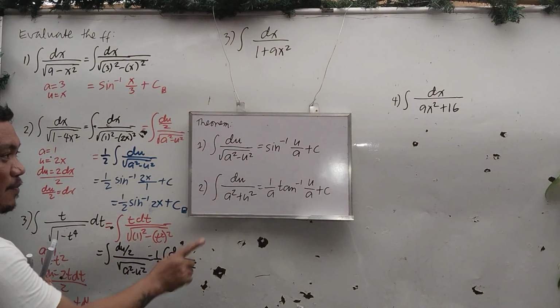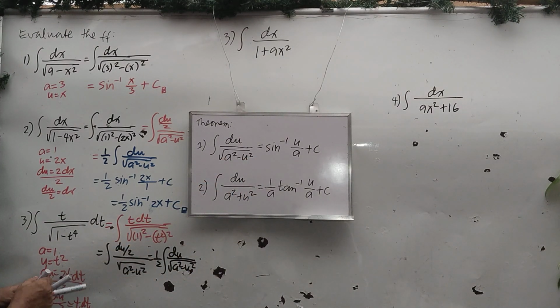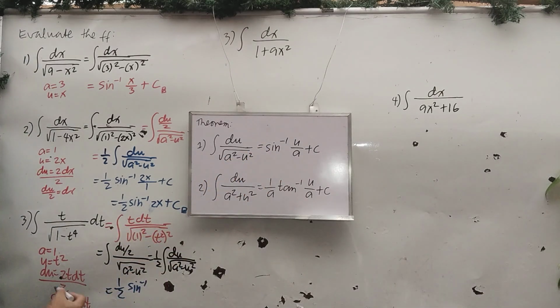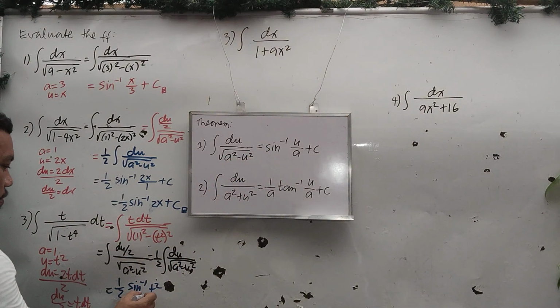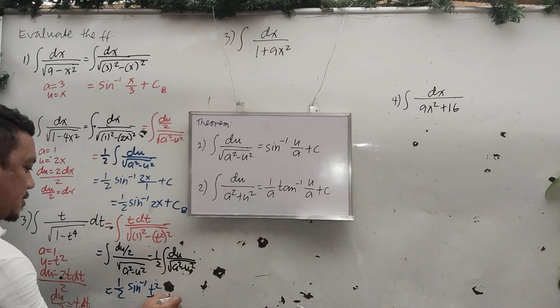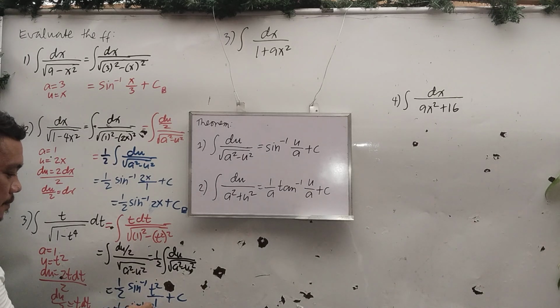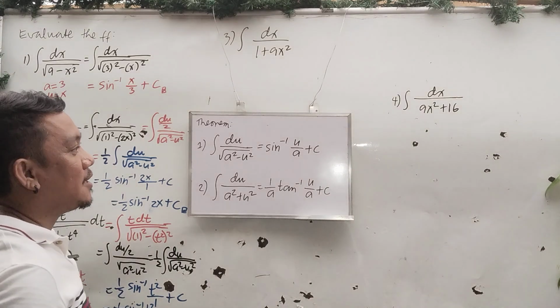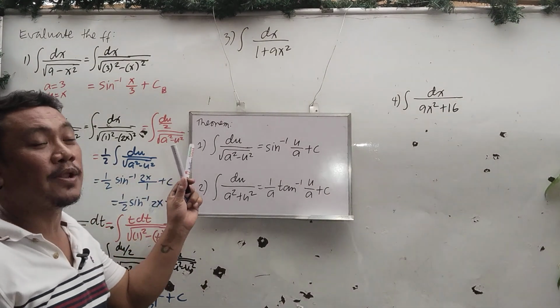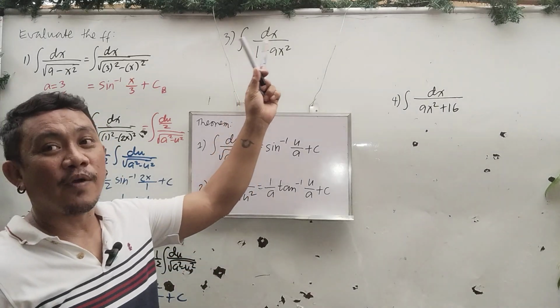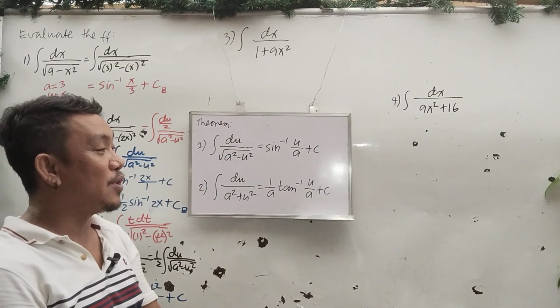Okay, so look at the formula. You have here copy 1/2 sine inverse, what is our u? T squared over 1 plus c. Okay, so finalize your answer. You have 1/2 sine inverse t squared plus c, because t squared divide 1 is t squared na lang man. Okay? So, muna atong first 3 examples belong to theorem number 1. Now, let's move on now to the next example.